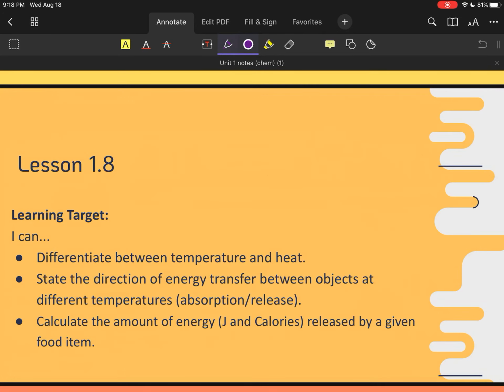Okay, this lesson is kind of an introduction to what we're going to be talking about the next couple of days. So, we're going to discuss the difference between temperature and heat. We're going to talk about energy transfer, and we're going to do one quick practice problem to help us calculate the amount of energy released by an object. Just to kind of get us ready for the lab that we're going to do next.